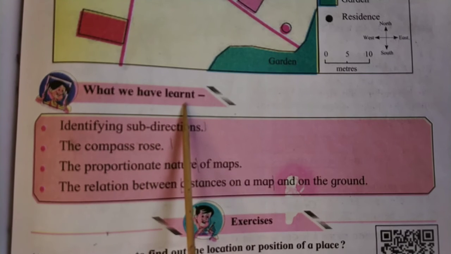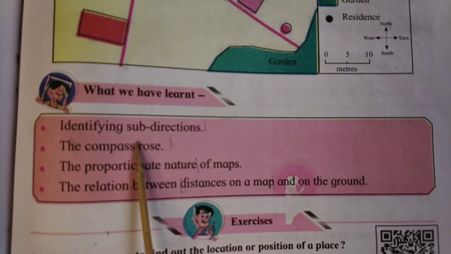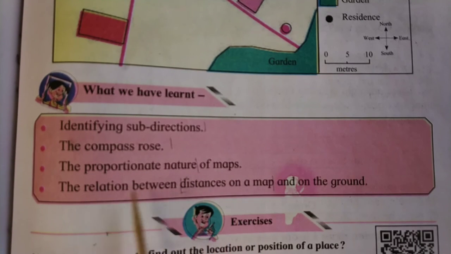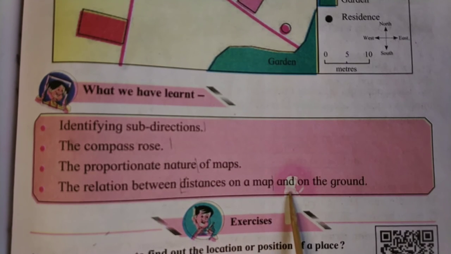What we have learnt: identifying subdirections, the compass rose, the proportionate nature of maps, the relation between distances on a map and on the ground.